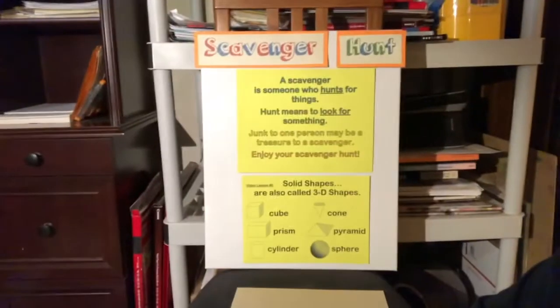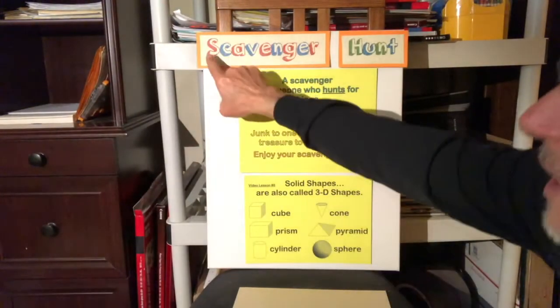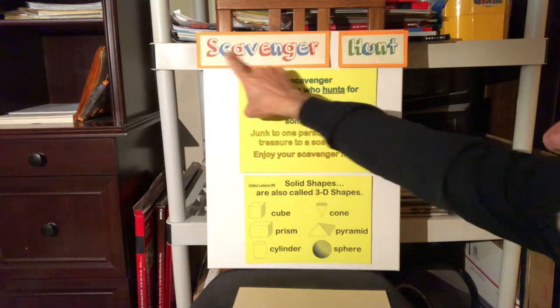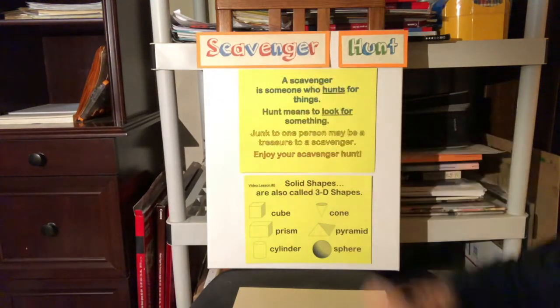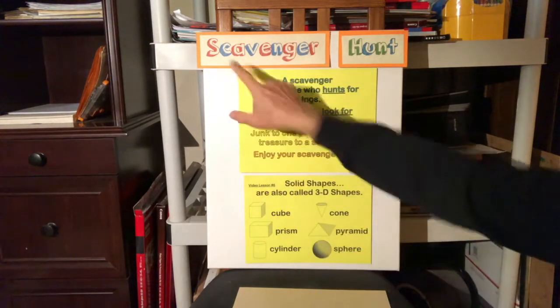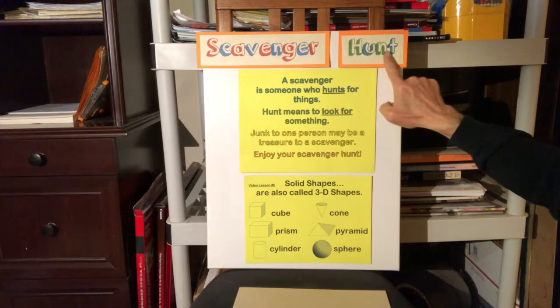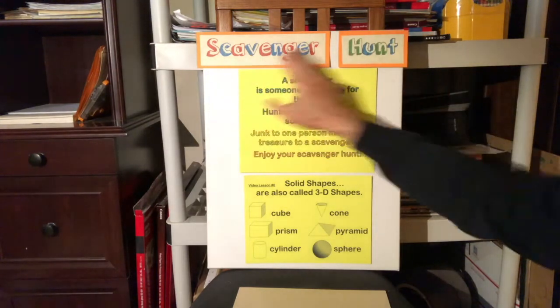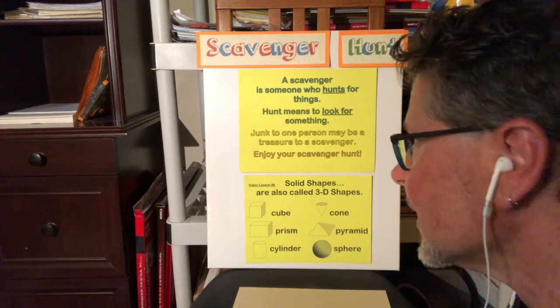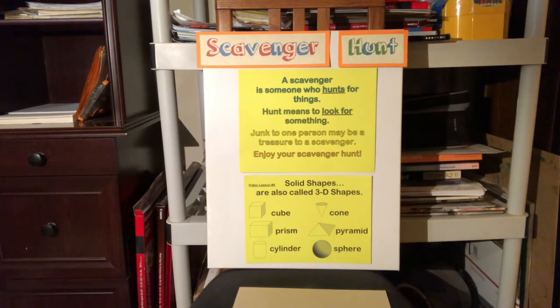Now, if you look over here at the board, you'll see the two words at the top. Scavenger, the G says J, not G. Scavenger, E-R. Hunt, H-U-N-T. Scavenger hunt. Now, a scavenger is someone who hunts for things. And hunt means to look for something.